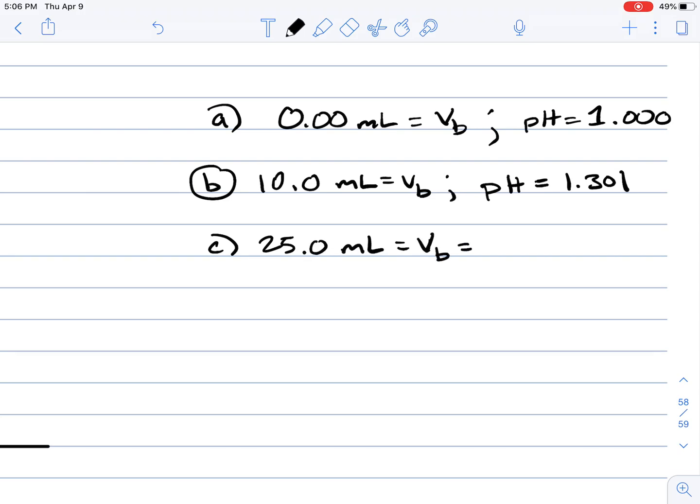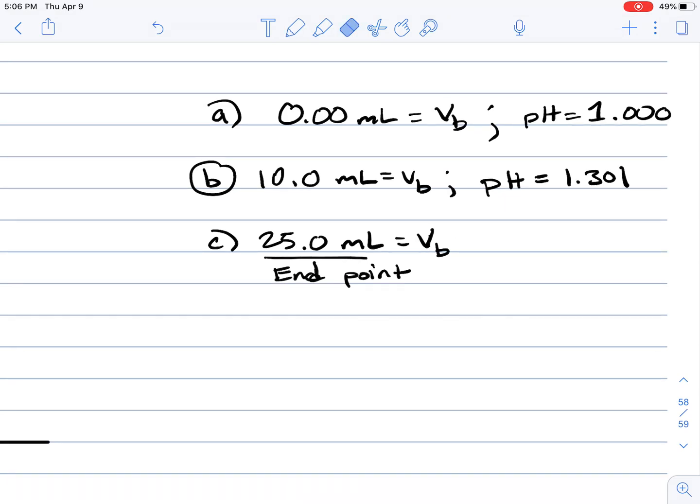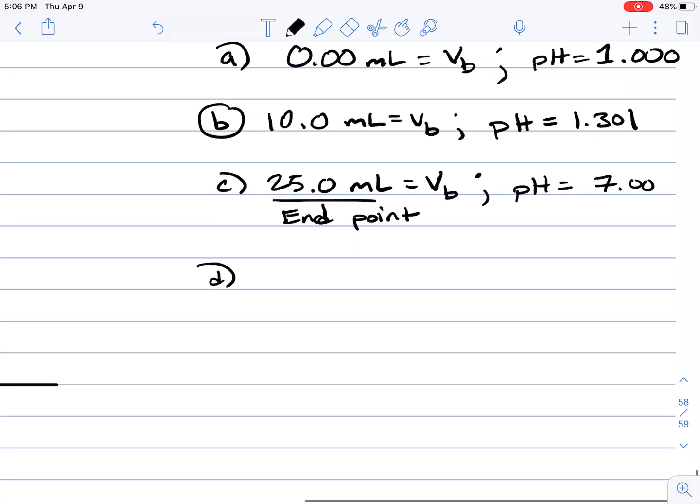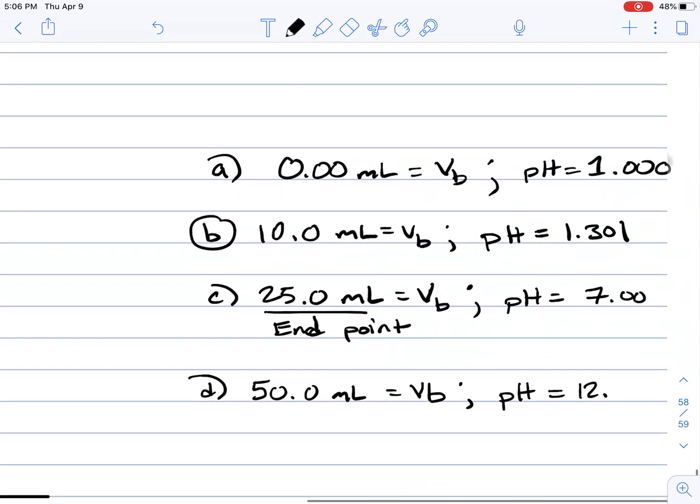Okay? And remember, this 25 mils gave us our endpoint. Equal number of moles of acid, equal number of moles of base. And so the pH is going to equal 7.00. Part D, which is the one that we just finished, 50.0 milliliters of the base, and the pH went to 12 point, that one I can't remember, 699.